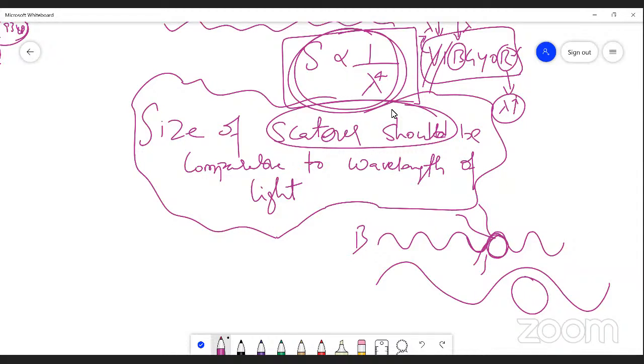But the red color, if it passes through the scatterer, is not able to be incident on the particle because the wavelength of light is much larger compared to the size of the scattering particle. So the red light is not scattered.